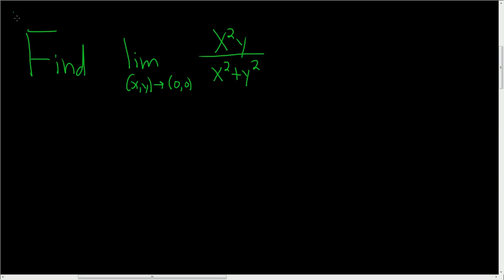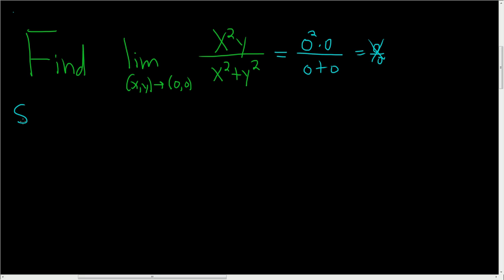Find the limit as (x, y) approaches (0, 0) of this multivariate function here. The first thing you should do whenever you have a limit is actually plug in the numbers that the limit is approaching. So x here is approaching 0, and so is y. If you plug in 0, you get 0 squared times 0 over 0 plus 0, and so that's 0 over 0, which is undefined. That usually does not work.